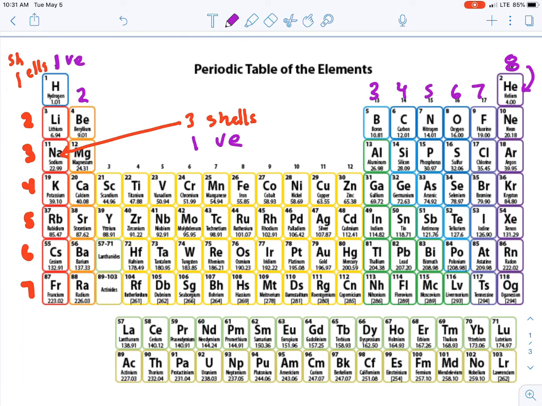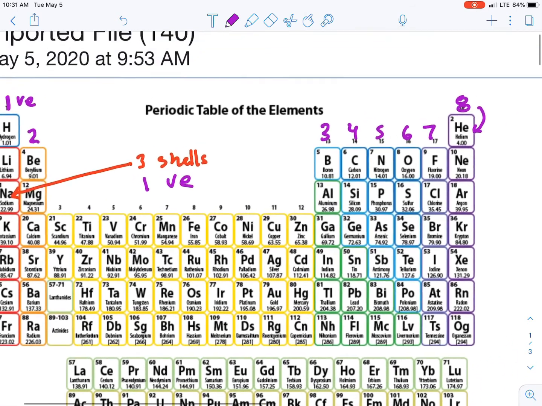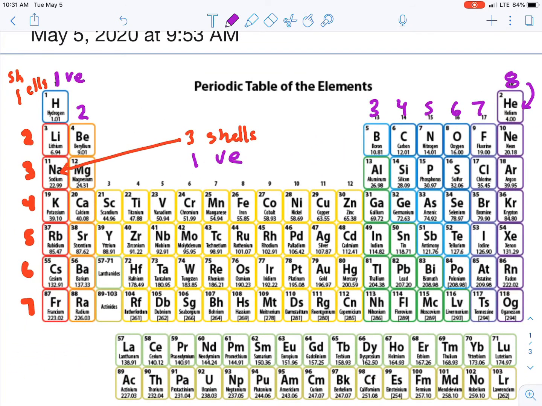Okay. It also wants to know what's paired and unpaired. Well, the easiest way to see if they're paired or unpaired is to do the electron dot notation. Okay, we have 1 outer shell electron. So we have 1 electron.